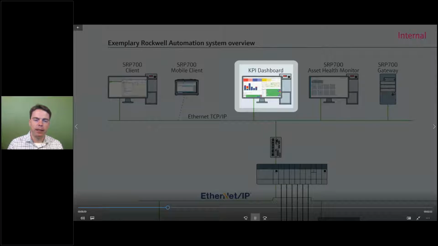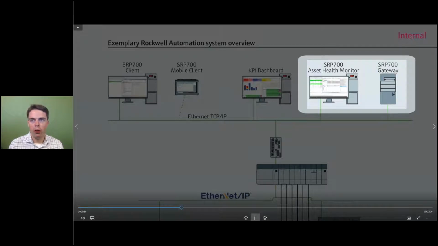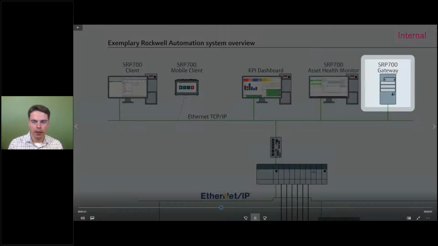KPI dashboards are a customized engineered solution on top of our standard offering to monitor KPIs, but the heart of the component, the core, is the SRP 700: the Asset Health Monitor database and service, and the gateway. They are getting the information from the field and making it visible to you. The health monitor is collecting all the data from up to 10 gateways. The gateway and the Asset Health Monitor can be on the same machine. In larger installations, they can also be on separate machines. So if you have 10 gateways, you would have one Asset Health Monitor that comes with it.